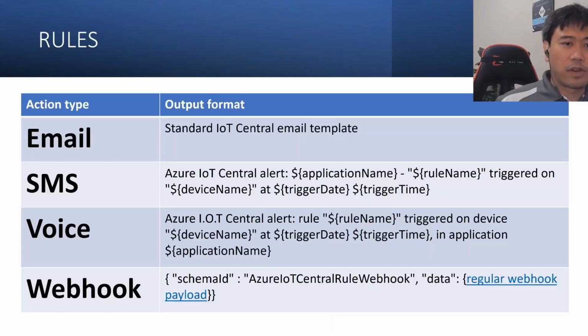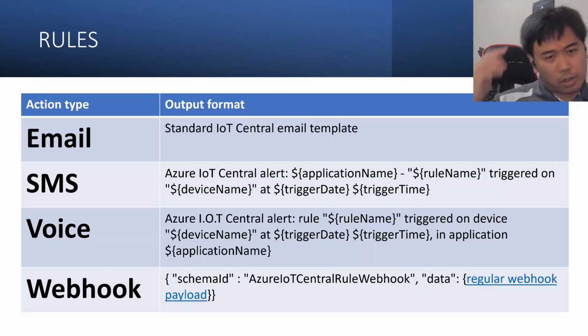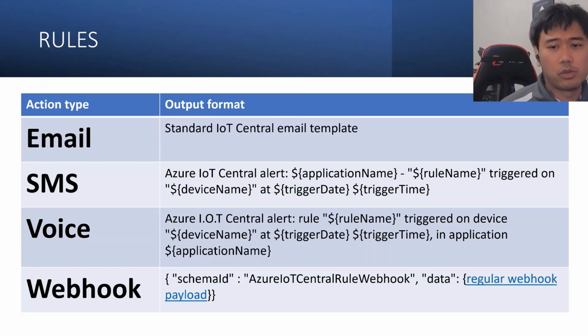Of course, there's a specific format for how you would receive it. If it's an email, there's a certain IoT Central email template that they would receive. You can also do SMS, and you can specify how you want to format it. And of course, we're doing a webhook if you want to do that, and then you can build the rules that way.